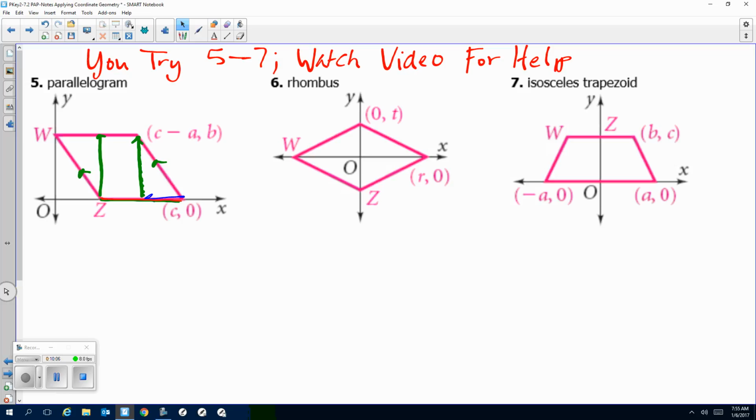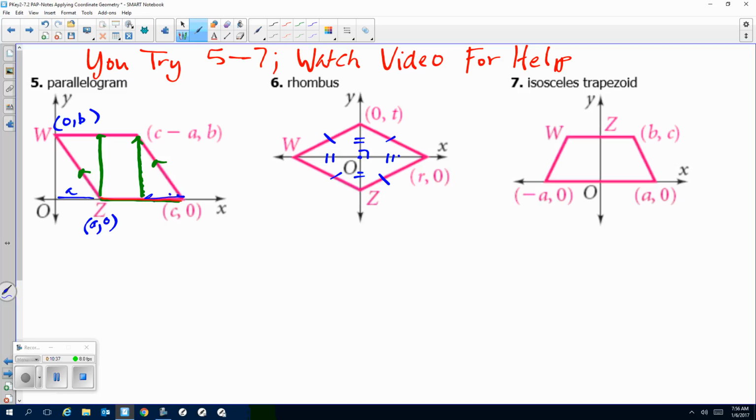So think of that as C minus A. Then we should see that over here, this is on the origin. This is real easy. 0, B has the same vertical distance. And to get to B, we know that the distance here was the A. So this would be A, 0. It's a rhombus, so all sides are congruent. That means the diagonals bisect. It's at the origin, so we're going to have equal distances again.